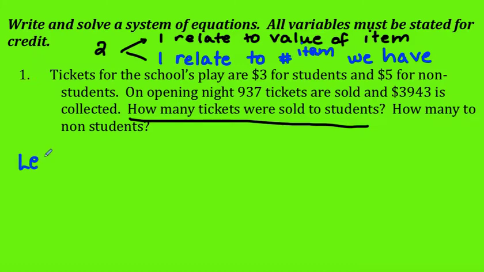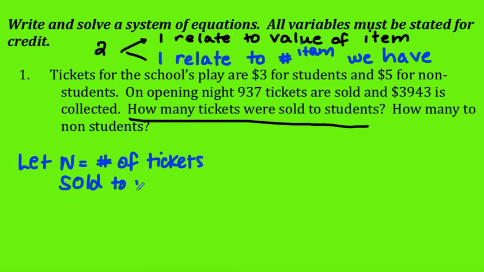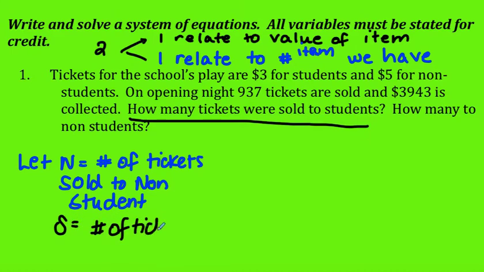So I'm going to let n equal the number of tickets sold to non-students. And I'm going to let s equal the number of tickets sold to students. Okay. So then I'm going to write my two equations.